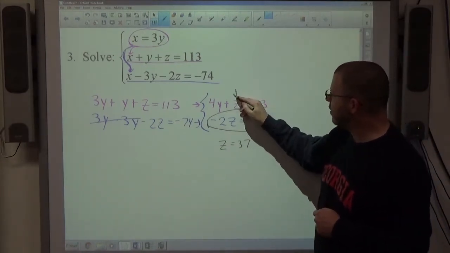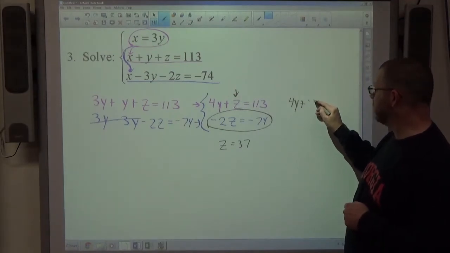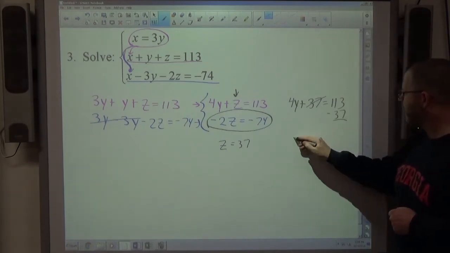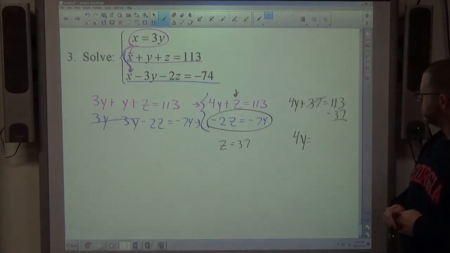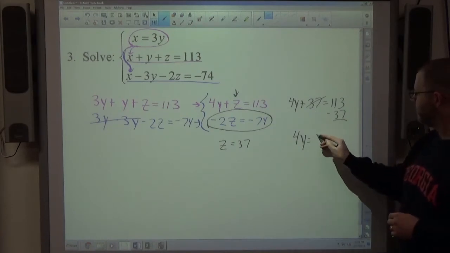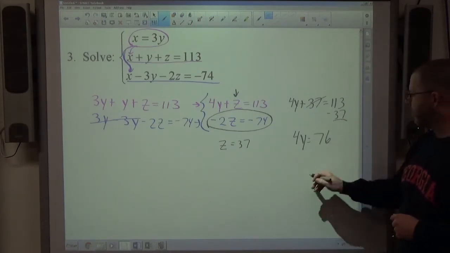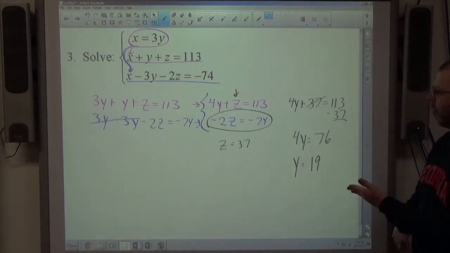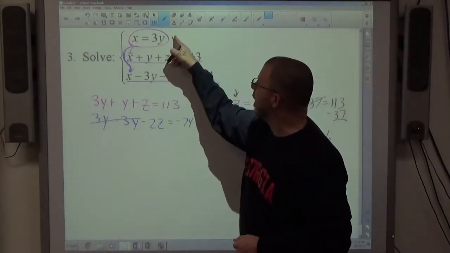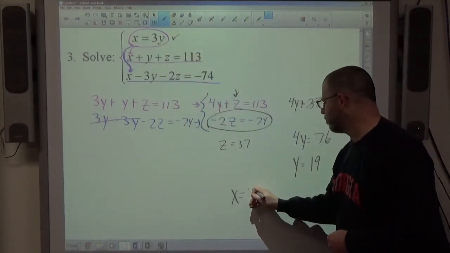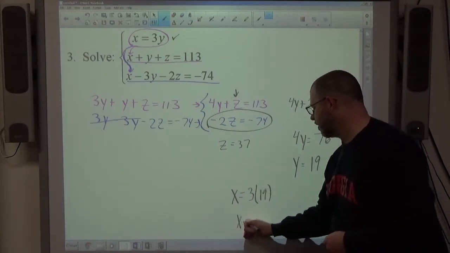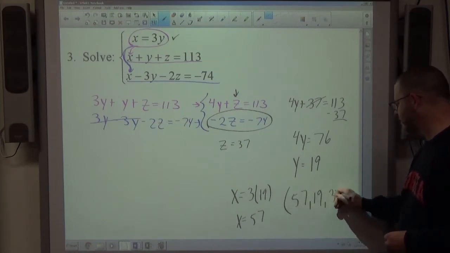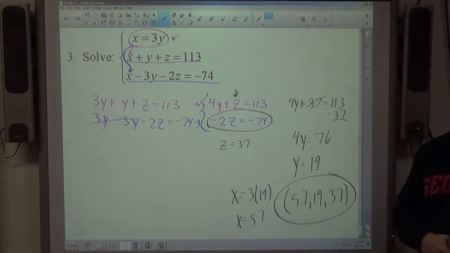Once I know z is equal to 37, I know 4y plus z, which is 37, has to equal 113. Subtract 37, I get 4y is equal to 76. And if 4y equals 76, divided by 4, you get y is equal to 19. I know both y and z, and I know x is equal to 3y. So x is going to equal 3 times 19, so x is going to equal 57. 57, 19, 37 is the answer to the system.